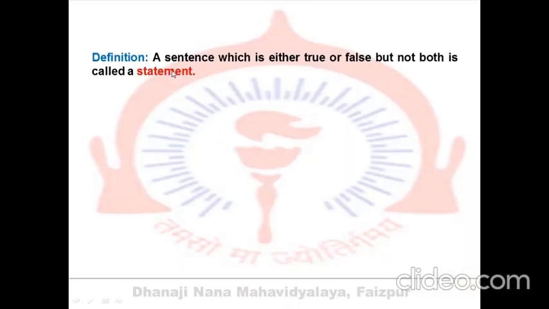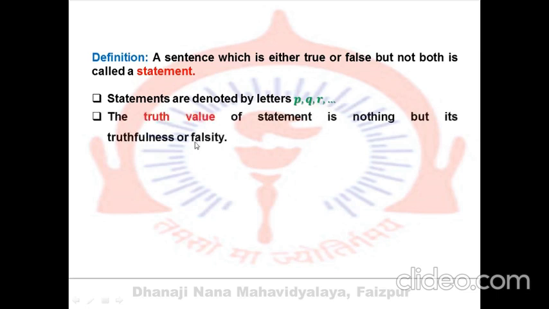Definition: a sentence which is either true or false but not both is called a statement. So a statement is nothing but a sentence which is either true or false but not both. Statements are denoted by small letters P, Q, R, etc. The truth value of a statement is nothing but its truthfulness or falsity.